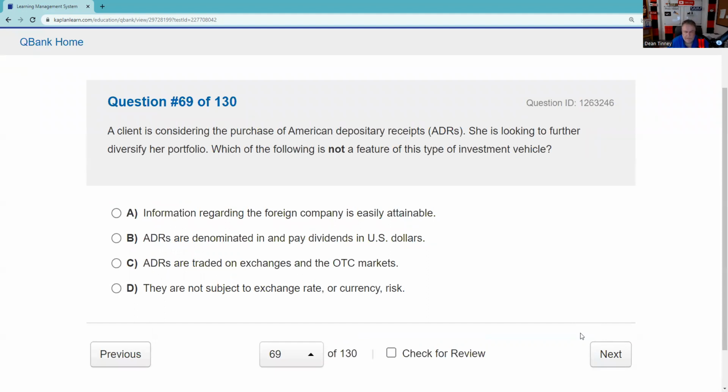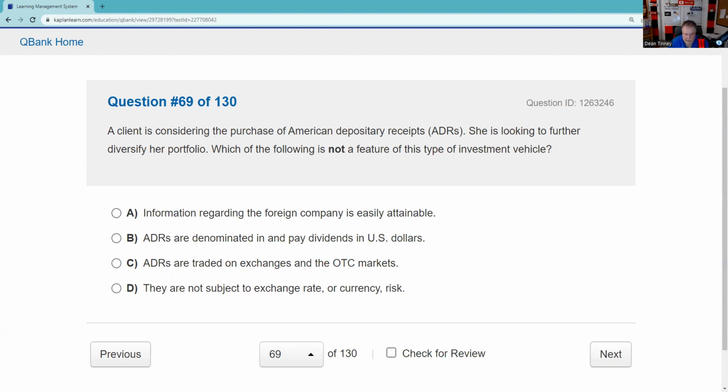Client is considering the purchase of American depository receipts. I told you that's definitely going to be on the test. She's looking to further diversify her portfolio. Which of the following is not a feature of the ADR? So we said the ADR does allow you to diversify internationally, and you're hoping by doing so to get different correlation returns than you would get in the U.S. marketplace. All right, so which of the following is not a feature?